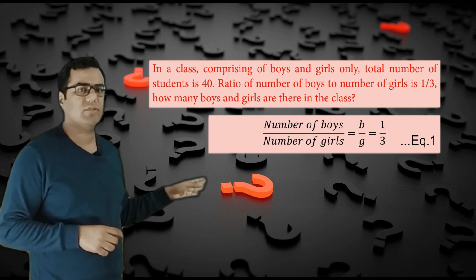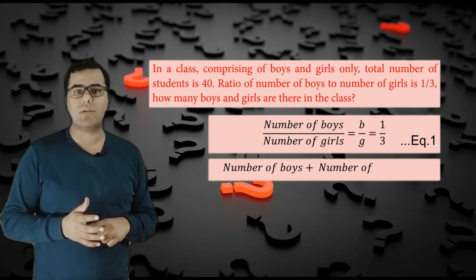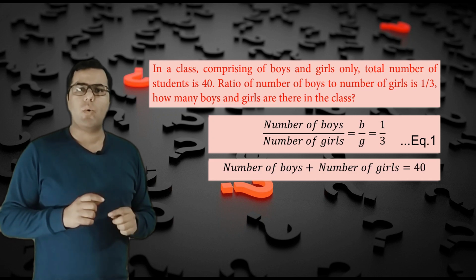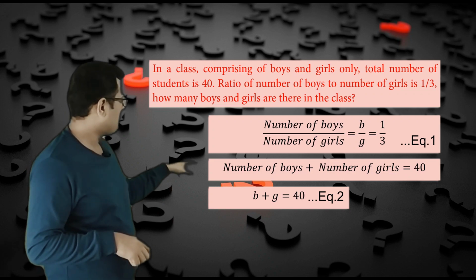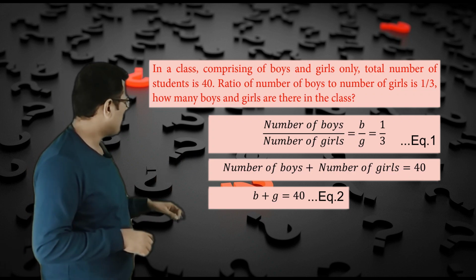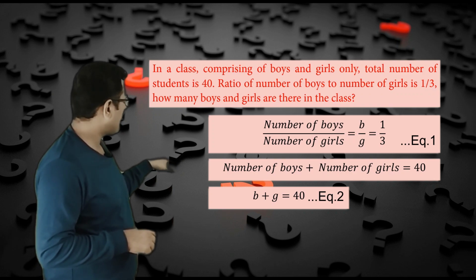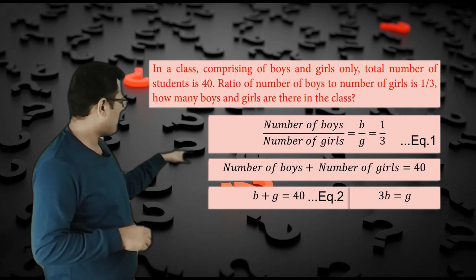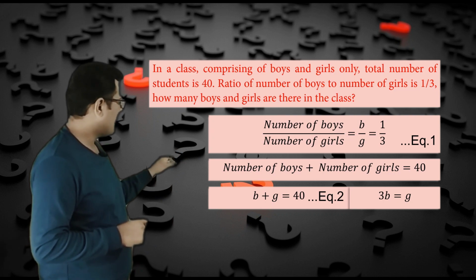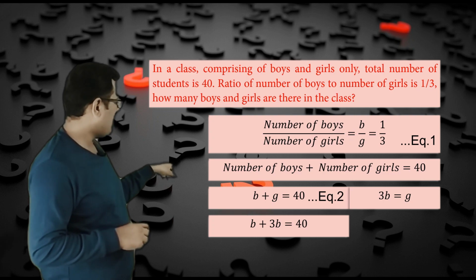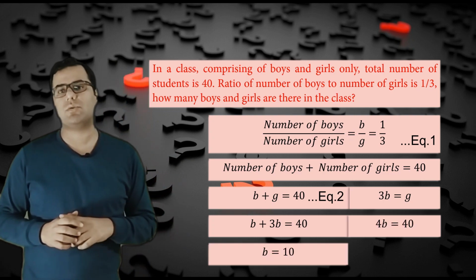In the first statement of the problem, I have been given that the number of boys and number of girls equals 40. What it means is B plus G equals 40. So I have the second equation, B plus G equals 40. Now from the first equation, I can cross multiply, and what I will have is 3B equals G. Now this value of G I'm putting into the second equation, and the second equation comes out to be B plus 3B equals 40, or 4B equals 40, or B equals 10.